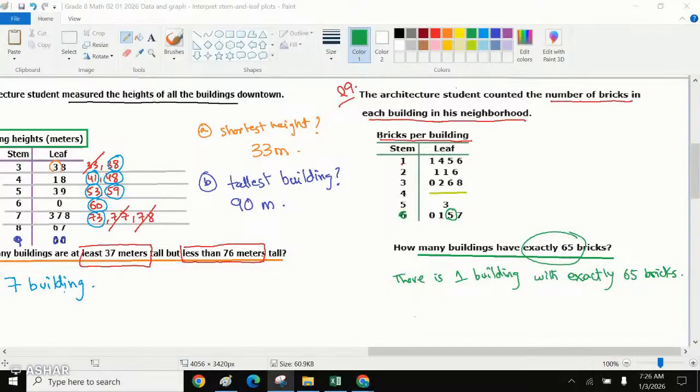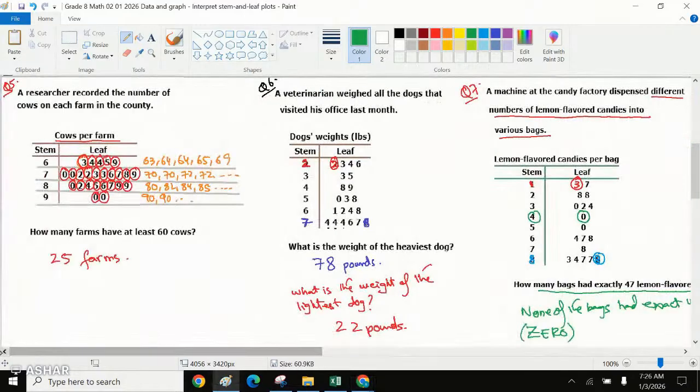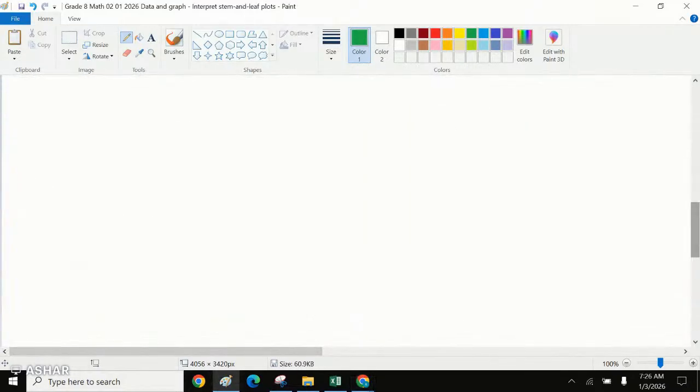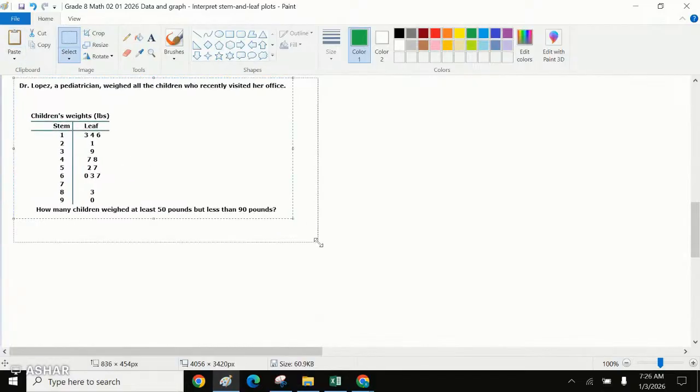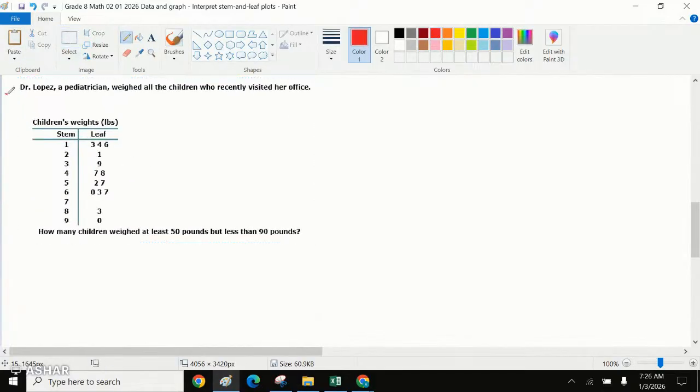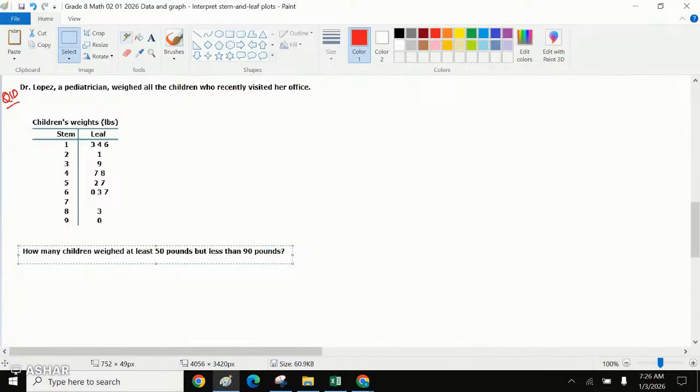Moving on further, the next question is about a doctor visiting. It's question number 10. Dr. Lopez weighed all the children who recently visited her office, right? How many children weighed at least 50 pounds but less than 90? At least 50 means, let's break it down. Let's do some columns over here and see these values.